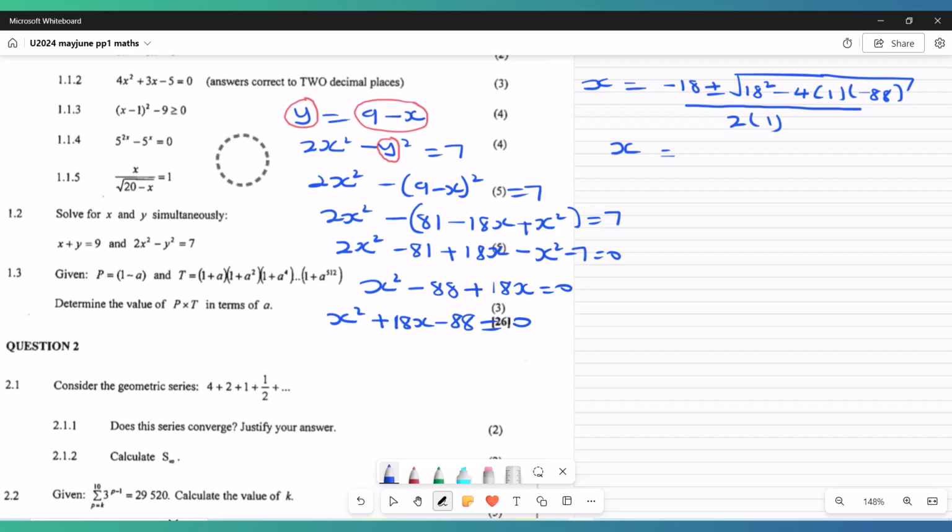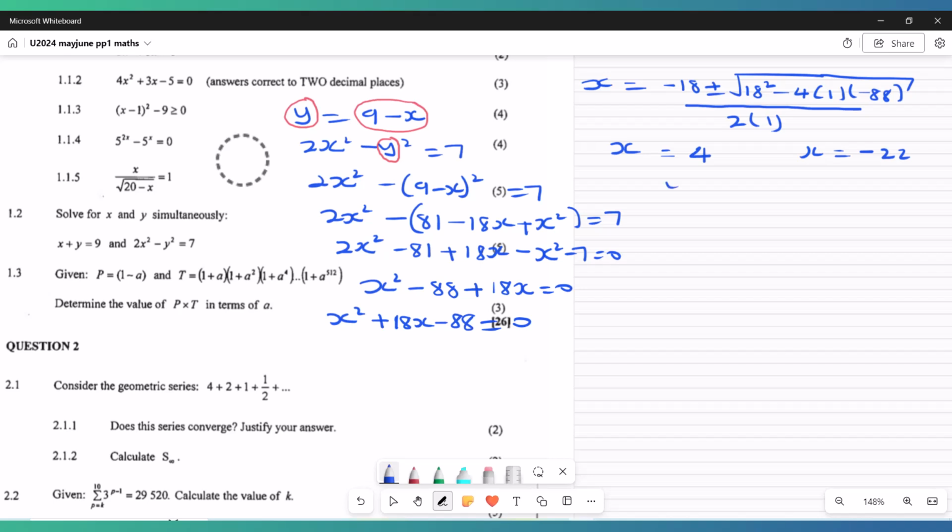Get your calculator. Negative 18 plus the square root of 18 squared minus 4ac. Our a is 1, our c is negative 88, then divided by 2, which gives us 4. So we have x equals 4. Also, what about with the minus now? With the minus here, if I put a minus, I see that I get negative 22. Okay, negative 22.